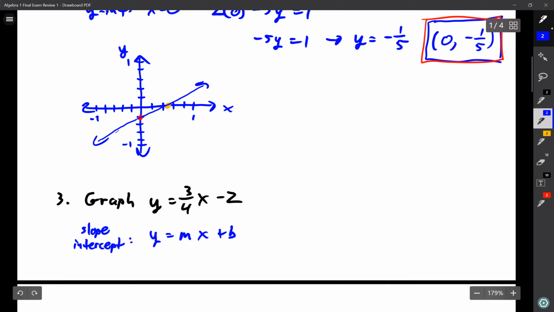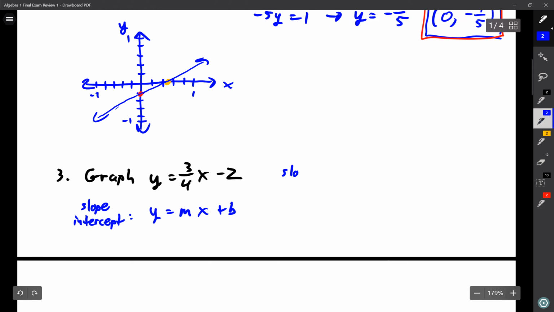So what do we know? We know our slope. Our slope is 3/4. So wherever we start with this graph, whatever point on the line we start with, we're going to go up 3, right 4 to have a rise of 3 and a run of 4. And then our y-intercept, that's what intercept we have. Our y-intercept is negative 2.